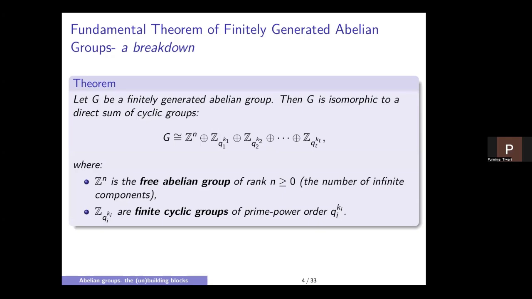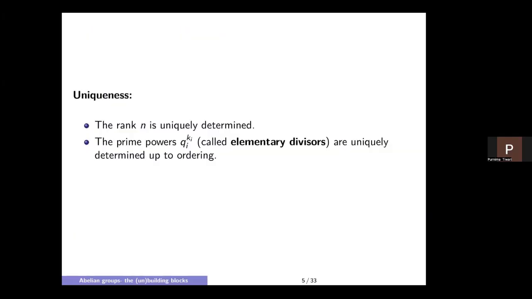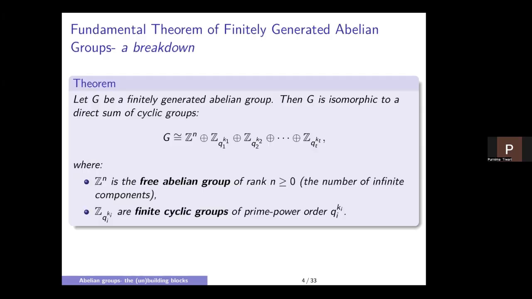The number of finite components, Z_{q_i^{k_i}}, are finite cyclic groups of prime power order q_i^{k_i}, where q_i is a prime and k_i are the powers of the prime. The uniqueness part of the theorem states that the rank n is uniquely determined and the prime powers, called the elementary divisors, are uniquely determined up to the ordering. That is, if we change the ordering, then the isomorphism class of the group G will not be affected.